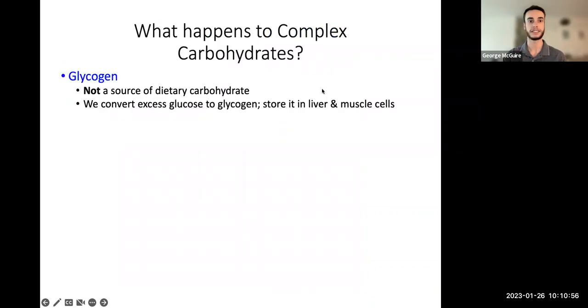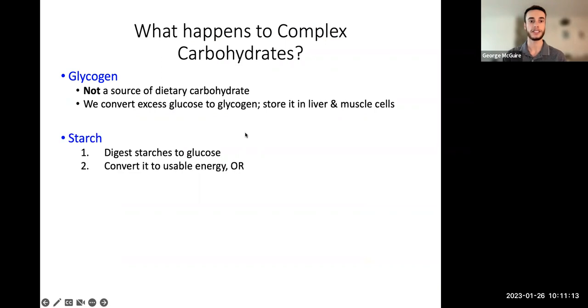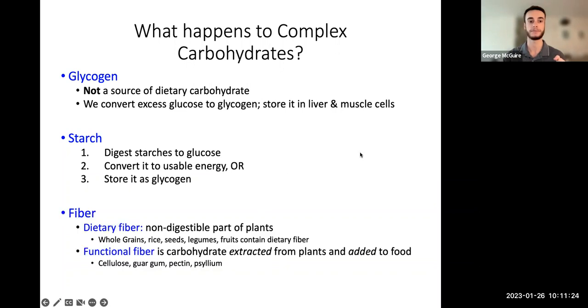So what happens to these carbohydrates? Glycogen, which is not considered a source of dietary carbohydrate, meaning we're not getting it from our diet, we're not eating it very often. It's more of what we convert our own glucose into in order to store it. Starch is going to be digested and broken apart into glucose monomers, and then we can convert that into usable energy through cellular respiration, or store it again as glycogen.